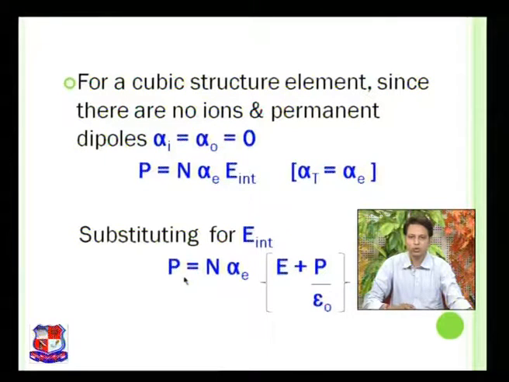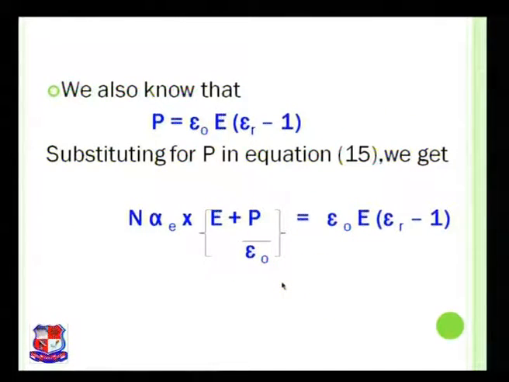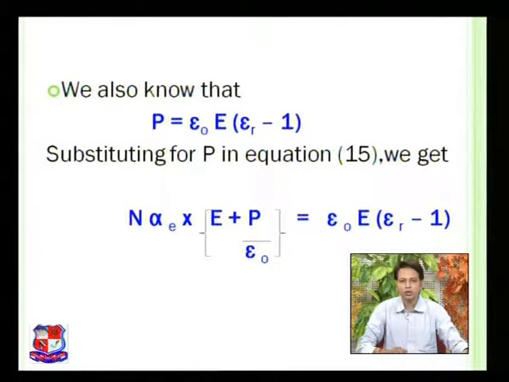So we get a new equation of polarization: P is equal to N alpha E into bracket E plus P upon 3 epsilon 0. Here E represents the field. Let us move towards the next slide. We also know that polarization is also represented with relative permittivity. So P is equal to epsilon 0 E into bracket epsilon R minus 1. Here epsilon R represents relative permittivity.